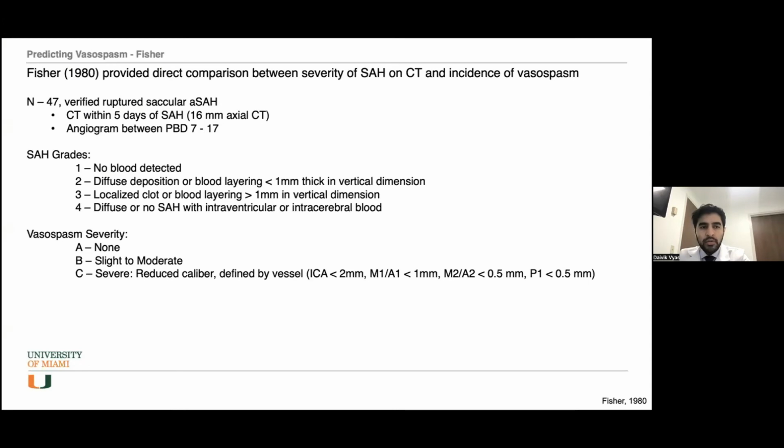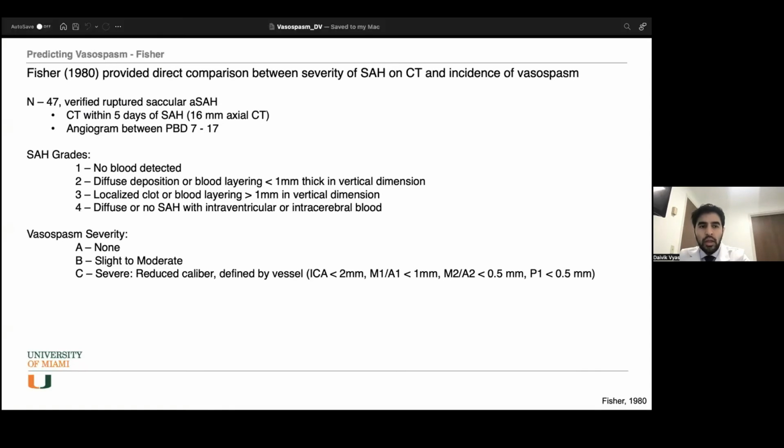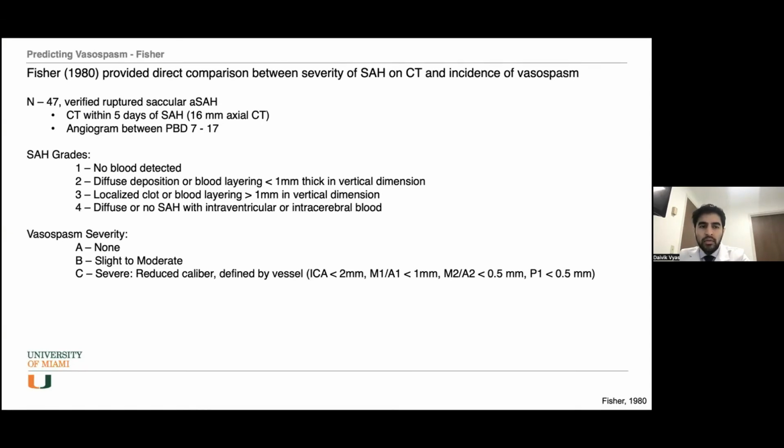And at the time, he developed a grading criteria from 1 to 4 that defined what the subarachnoid hemorrhage looked like on the printed CT scan. Grade 1 being no blood, grade 2 being less than 1 millimeter thick in the vertical dimension or diffuse deposition, grade 3 being a localized clot that was more than 1 millimeter in the vertical dimension, and grade 4 being diffuse or with the presence of ICH or IVH.